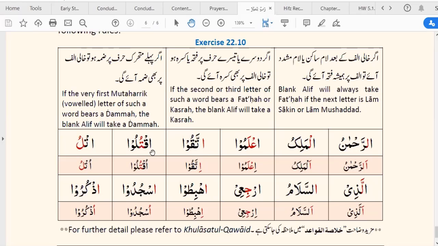So let's go through. We have a blank alif here. Tell me about this letter here. What sign is this on the qaf? Sukoon? Are we going to count that? No. So what about this? What's that letter? It has a dhamma. Yeah. And what does that mean we put on the blank alif? Yes. What do we put on the blank alif then? Dhamma. Very good. So can you recite?